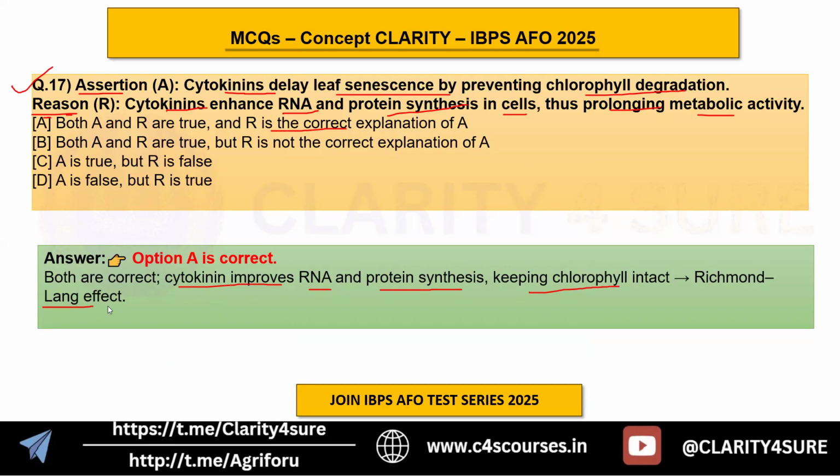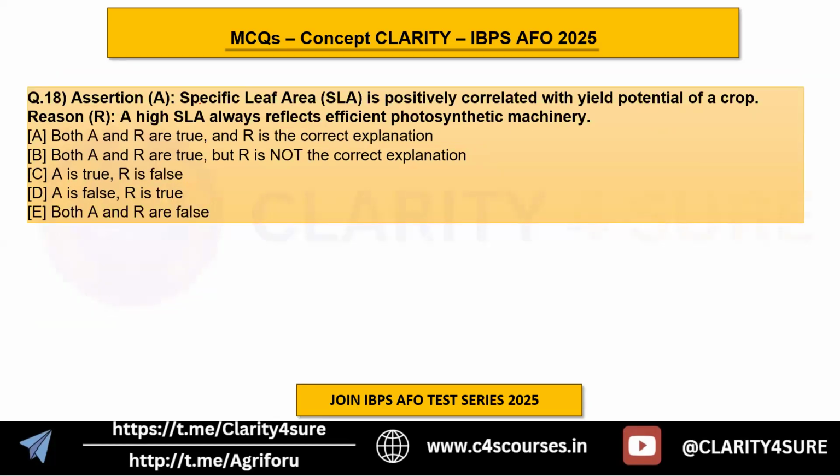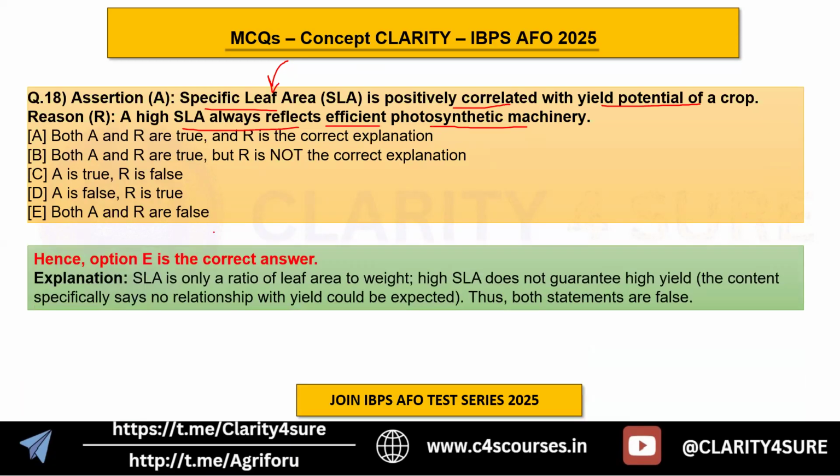Okay. Next question of the assertion reasoning is on specific leaf area. Again, this question was PYQ based, so please carefully see the question. Specific leaf area is positively correlated with yield potential of a crop, and the reason is that high SLA always reflects efficient photosynthetic machinery in the plants. The correct option for this question would be option E. Both assertion and reasoning are false here.